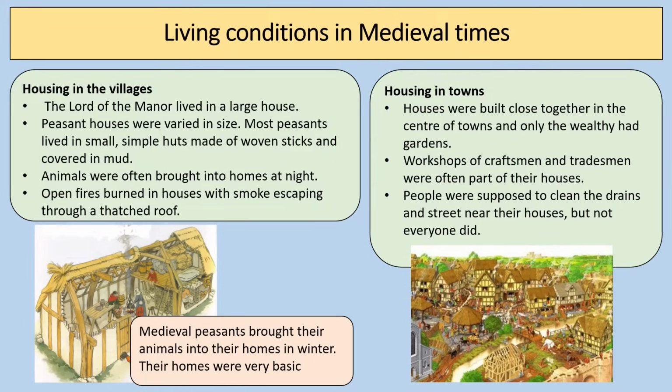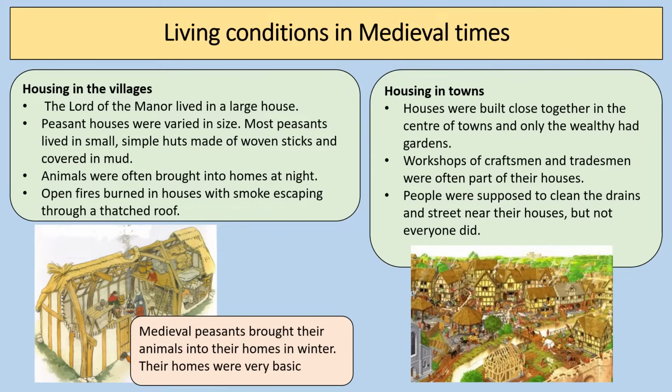So as we've seen, most medieval people would have lived in villages. One of the key aspects to think about in terms of living conditions and housing is that there is a big diversity of experience between rich people and poor people, and also diversity in terms of living in the villages and living in the towns.